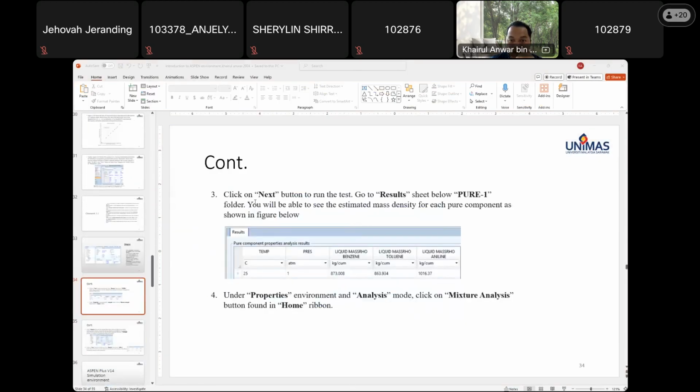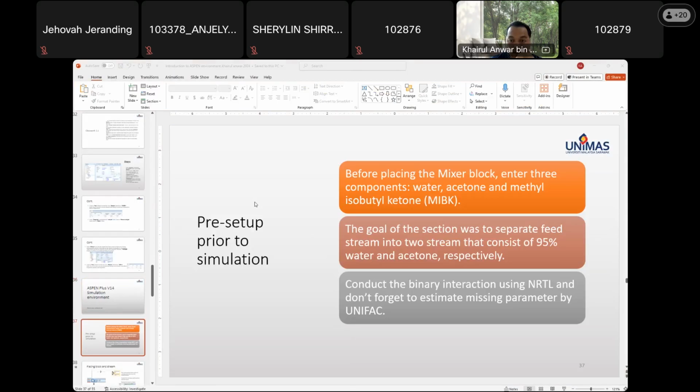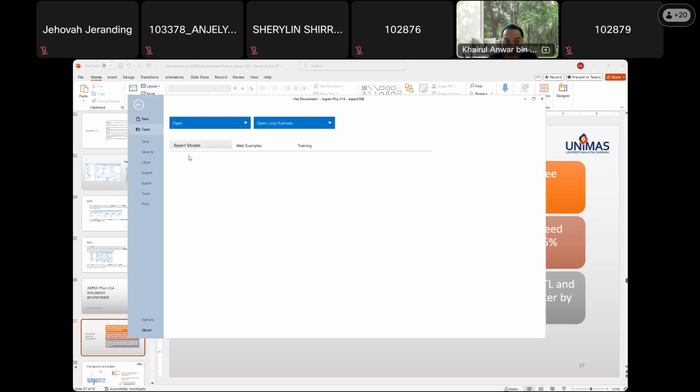So for the MIBK, those who don't have the save file can refer to slide 37 on the introduction slide. We produce water, acetone, and methyl isobutyl ketone.